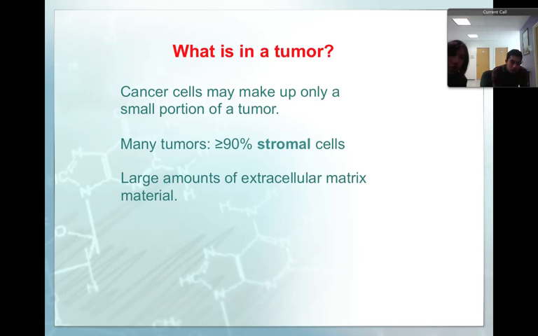So what is in a tumor? Well, the cancer cells. When you go out in the community and talk with people, when people think of a tumor, they think of a blob of cancer cells. And there's much more to it. The cancer cells make up only a small portion of a tumor, and it can be even 1% or less that would be the actual carcinoma cells, those transformed cells.